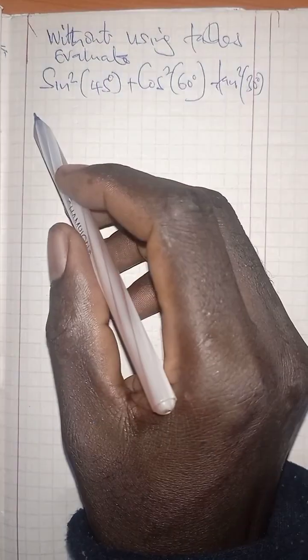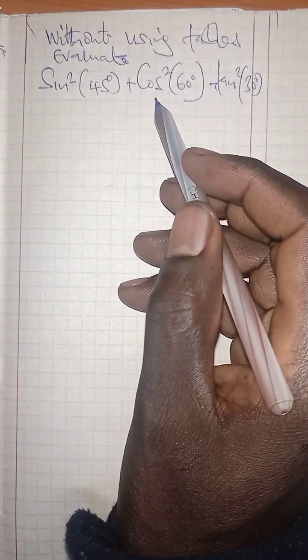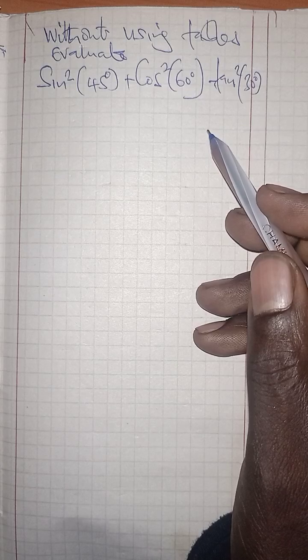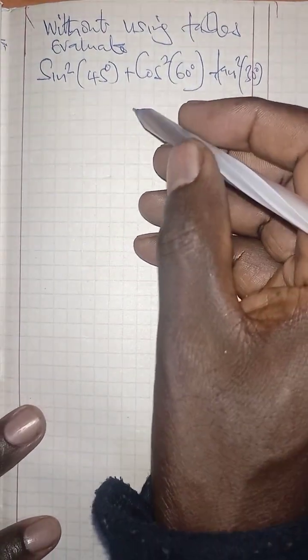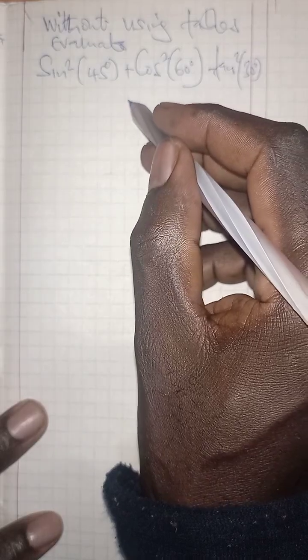Without using tables, evaluate sin² 45 degrees plus cos² 60 degrees minus tan² 30 degrees. Now to solve this question, you need to know some properties of sines, cosines, and tangent.